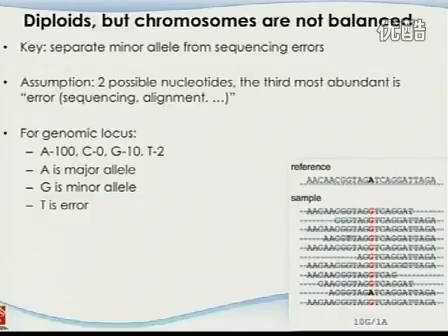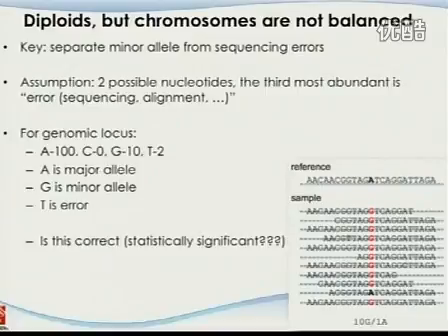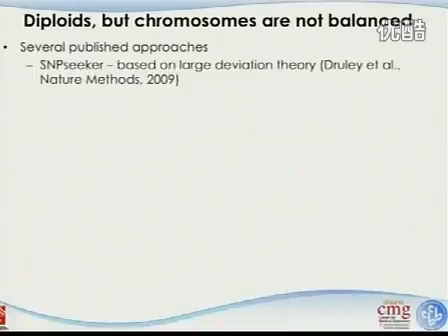But everything that we talk about with the binomial distribution, that won't work. But is this correct? Is that significant? So there are several published approaches to study this. The first one is published in Nature Methods, 2009, called SNP-Seeker. It's only a 2-page article, and the entire algorithm is in the supplementary. So it wasn't even in the main text.